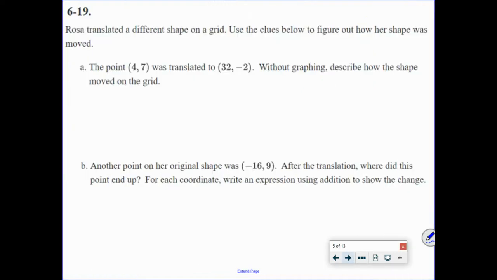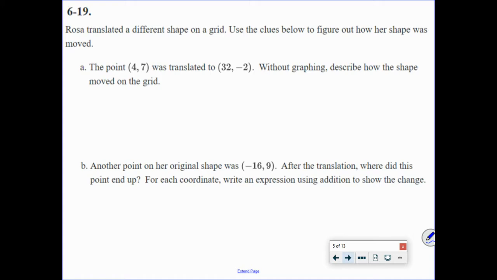All right, problem 619 is the only other problem we're going to do today. Rosa translated a different shape on a grid. Use the clues below to figure out how her shape was moved. The point (4, 7) was translated to (32, -2). Without graphing, describe how the shape moved on the grid. So no graphs, no cheating.